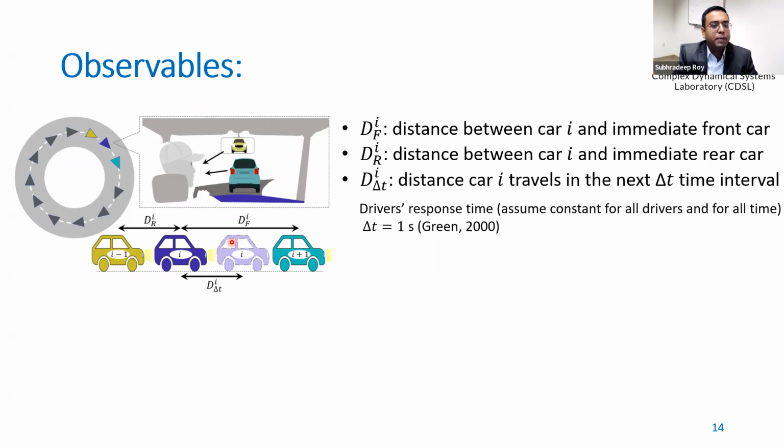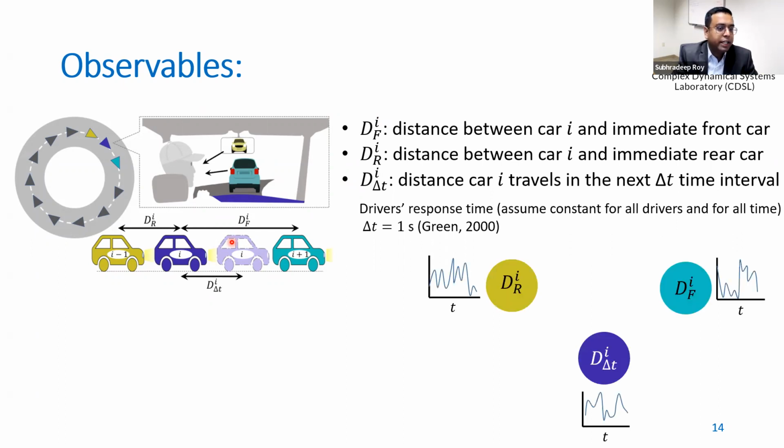Varies based on different traffic scenarios, but it's very close to 1 second. So we assume that this is constant for all drivers and all time. So now what we have is three time series processes. These time series variables, DIF, DIR, DI delta T, are functions of time.